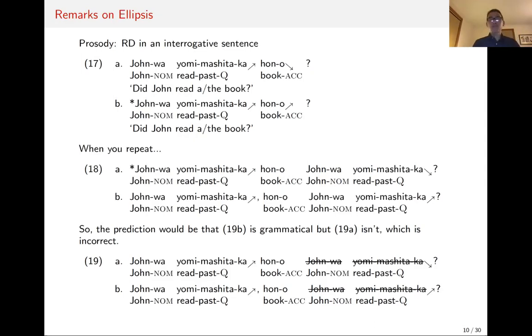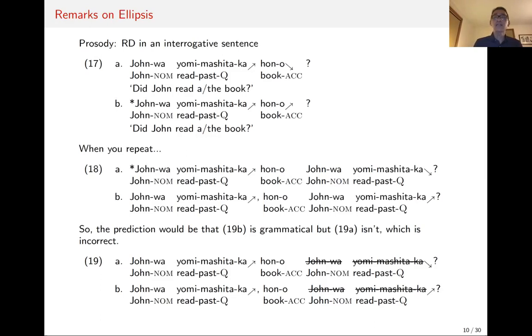When you repeat two questions, of course, the idea is that it's the same thing as 17, but let's shelve that question aside. Then try to read the two questions being repeated. I think the natural prosody is that both sentences get rising intonation. So the prediction would be that if you elide the yomimashitaka the second time, then that rising intonation should attach to the remaining hongo, the right dislocation, which is 17b, the unattested, ungrammatical structure.